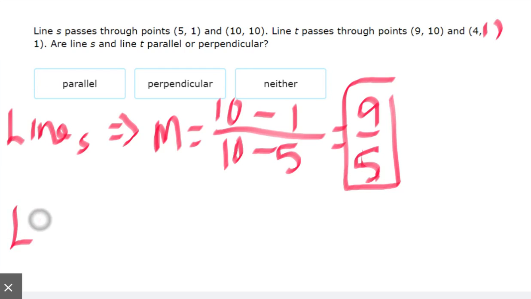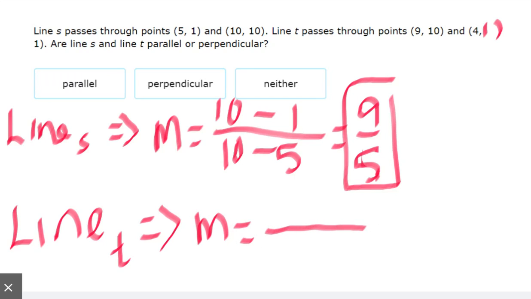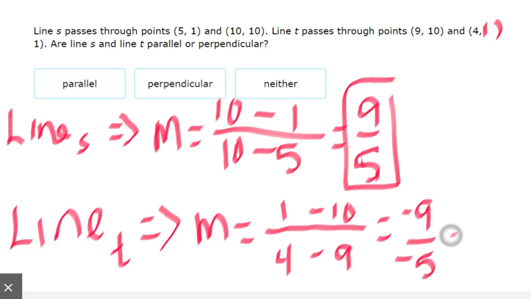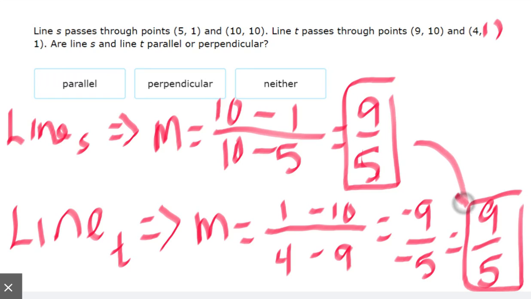All right. And now we have to find the slope of line T. So fraction bar, minus, minus, we're going to do 1 minus 10, and then 4 minus 9. So this is going to be negative 9 over negative 5. And then if we simplify that, those become positive. So look, these are the same. So these two slopes would be parallel.